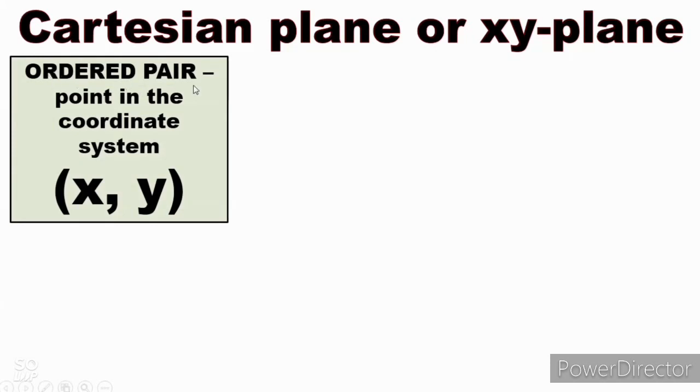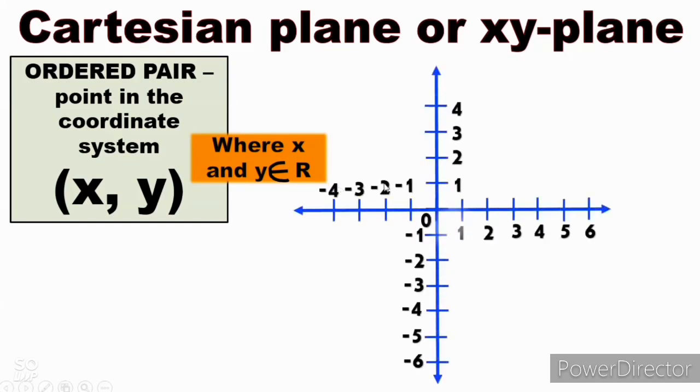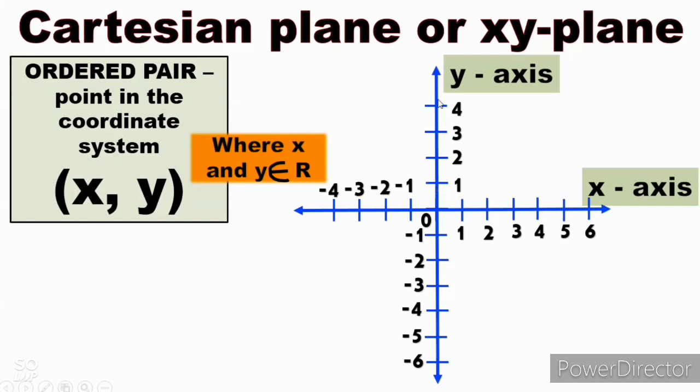Ordered pair. What is ordered pair? It is a point in the coordinate system, which is x, y. Yun yung tinatawag na ordered pair, where x and y are the elements of real numbers. Bakit ordered pair? Ordered pair kasi mayroon siyang order. Kailangan mauna yung x bago yung y. It is different na mauna yung y bago yung x.